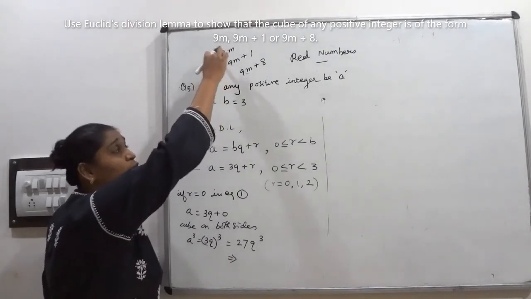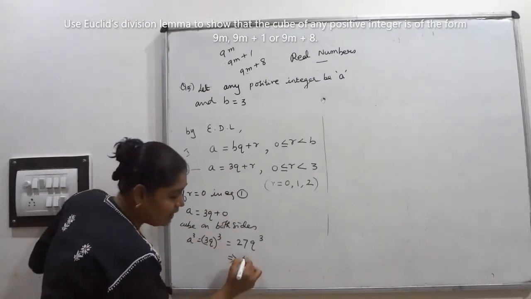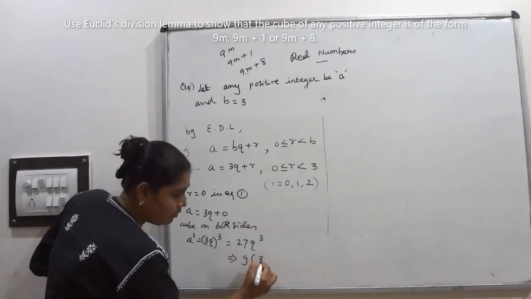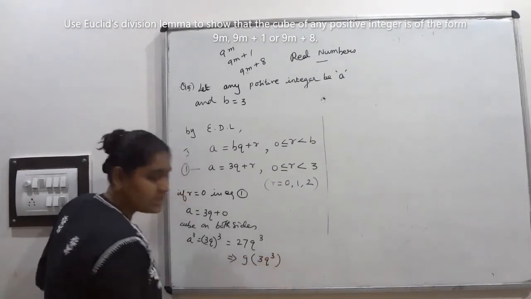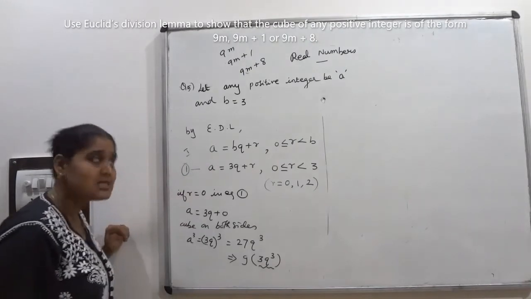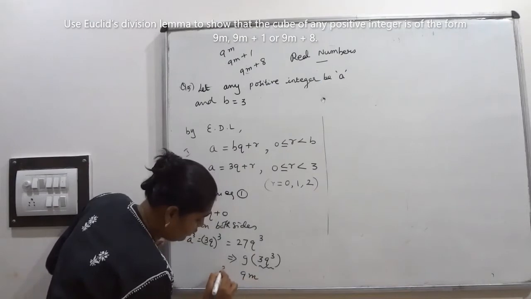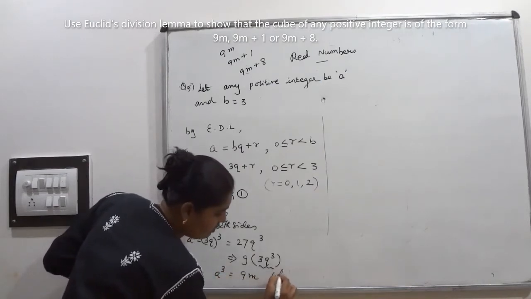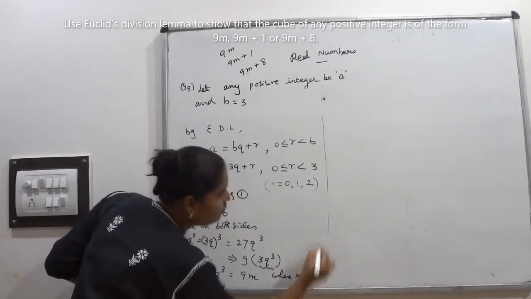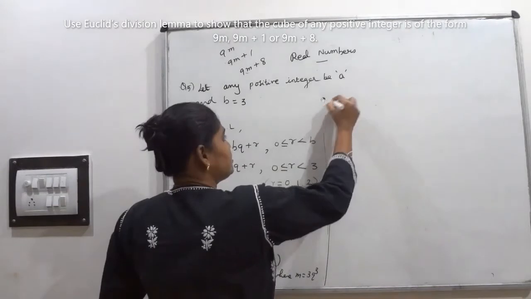Why? Because my proof is 9m, 9m plus 1, 9m plus 8. That's why I can take out 9 from this 27. So you will get 3q cube inside the bracket. Whatever is inside the bracket, I am going to assume it as m. So you will get 9m for a cube, where m equal to 3q cube. Yes. Go to the second step.